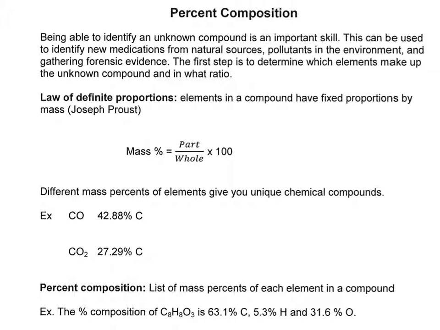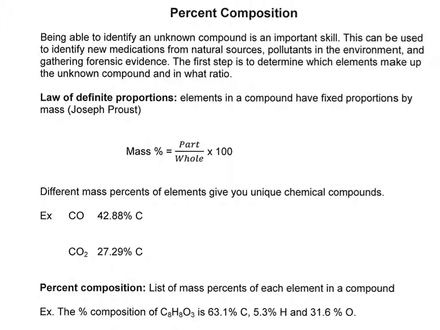The first step in identifying an unknown chemical is to determine which elements make up the unknown compound and in what ratio. This technique uses the law of definite proportions as stated by Joseph Proust. He figured out that elements in a compound have fixed proportions by mass, which can be used to identify chemicals.